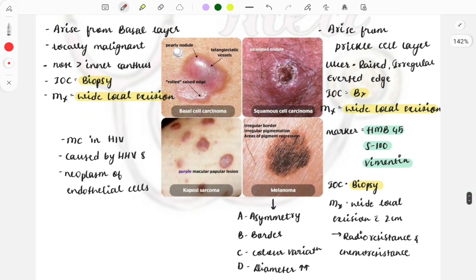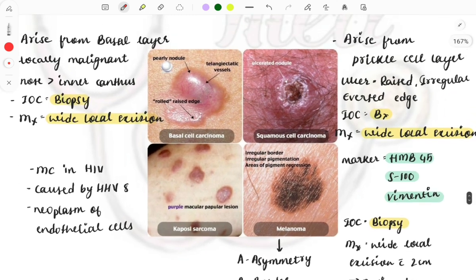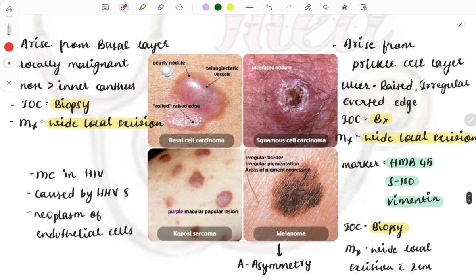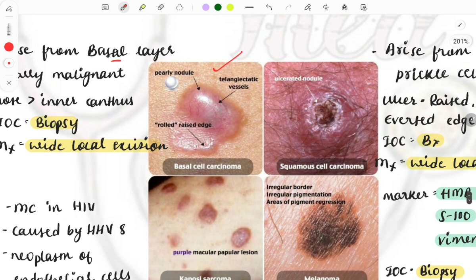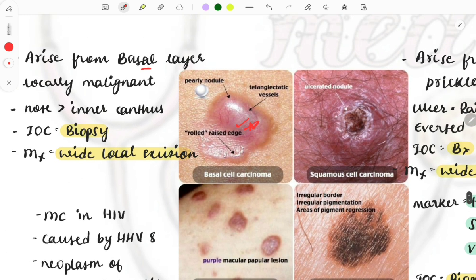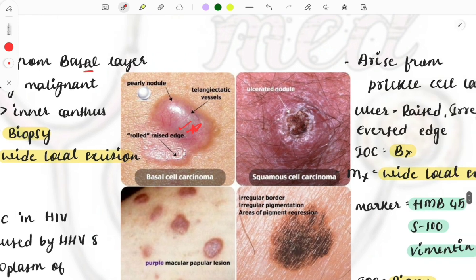Then moving on to some important ulcers and skin cancers which are asked. So this is the basal cell carcinoma, and it arises from the basal cell. The name itself says basal cell arises from the basal layer. So how does this appear? It appears like a pearly nodule, and you can see here the blood vessels and the rolled or raised edges of the ulcer. This is an important finding, so a question can be asked on this. The most common site is the nose, investigation of choice is biopsy, and management is wide local excision.